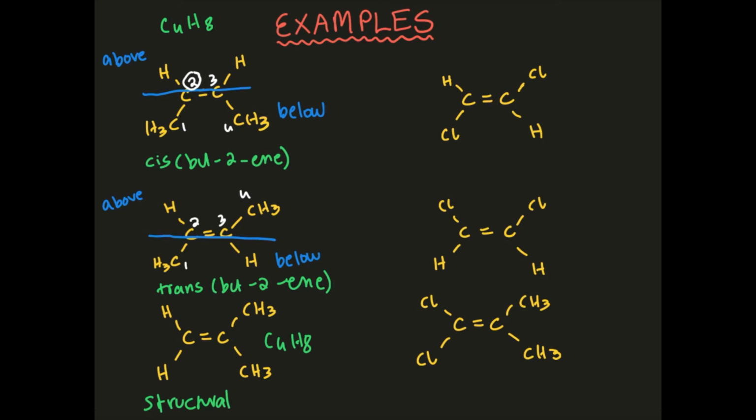In this case, if you do the same thing, if you divide this into two parts, one of them referring to the groups attached above and the other one referring to the groups attached below, you're going to see that the same groups are attached on the different side of the carbons. So because of that, this is going to be classified as a trans isomer.